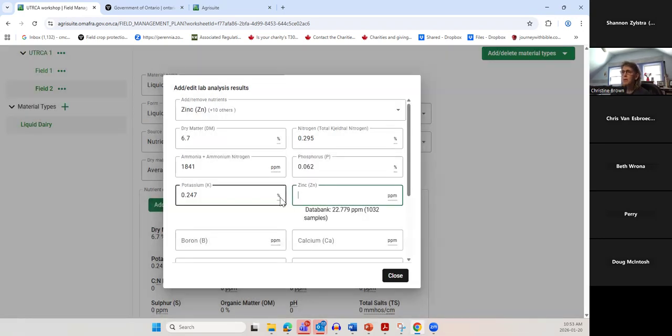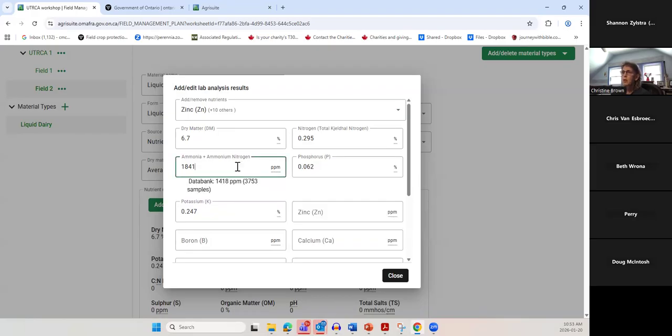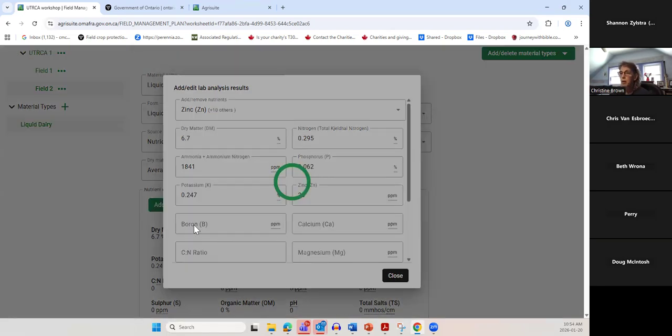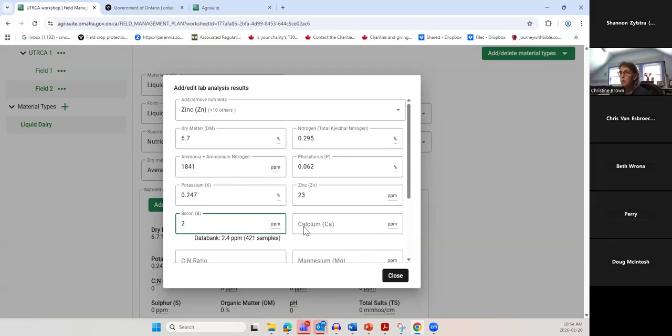So this takes a little bit of time, but you'll notice that, well, I'll go back. So if I look at my database, I've put in 1841. The database would say the average from those 3,000 samples is 1418 parts per million. And the other thing that I'll just mention is lots of times people ask, well, maybe I'll talk about that when we get to calcium. Zinc in this case is 23. Boron is 2 parts per million.